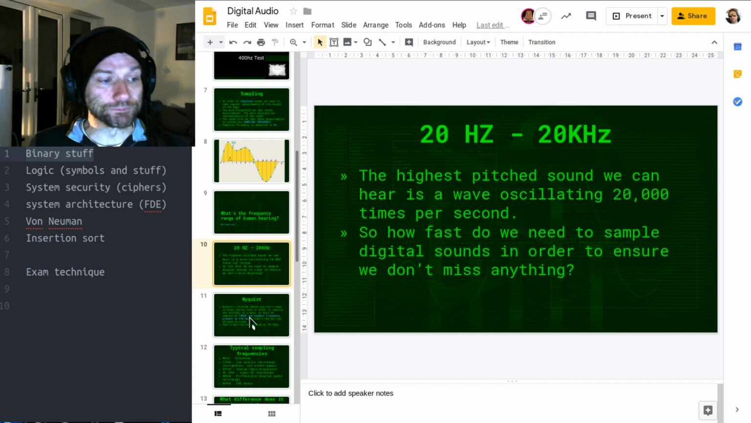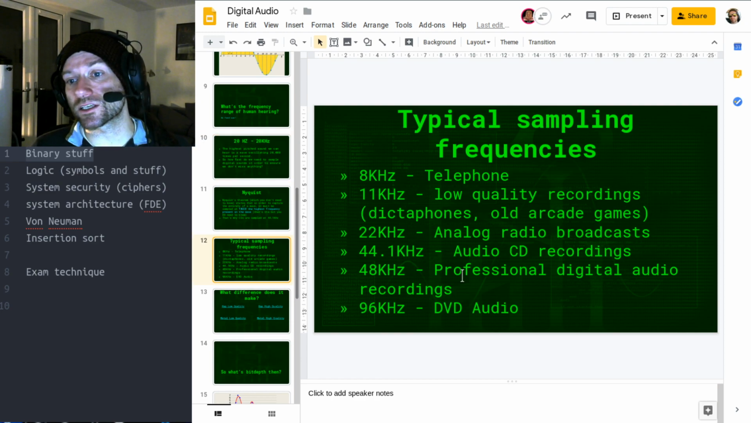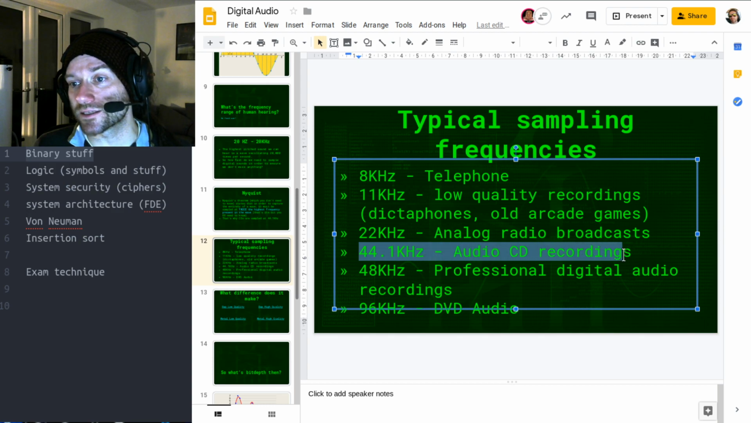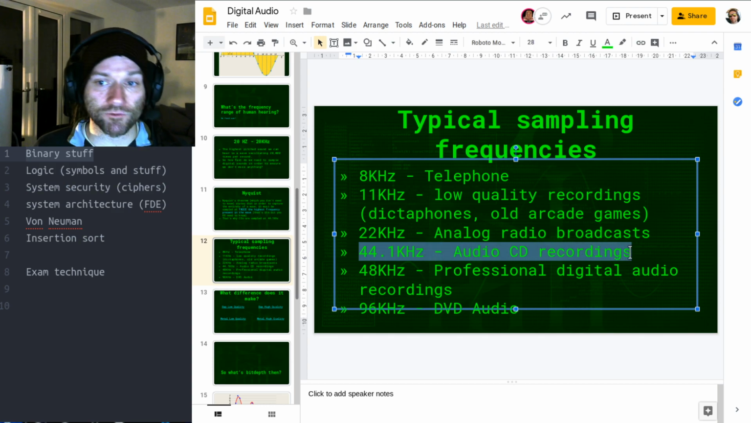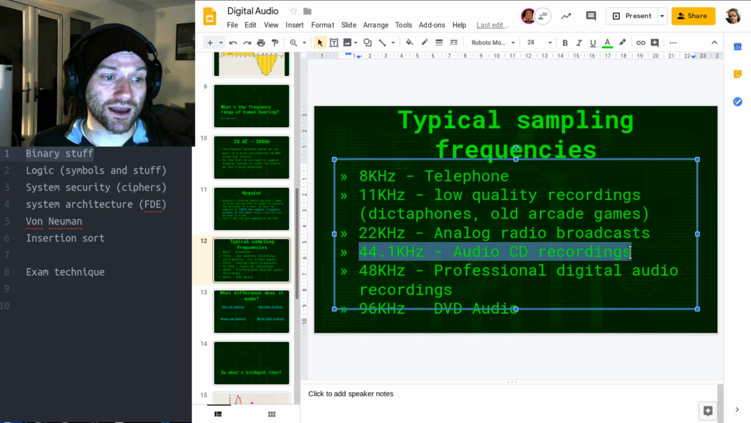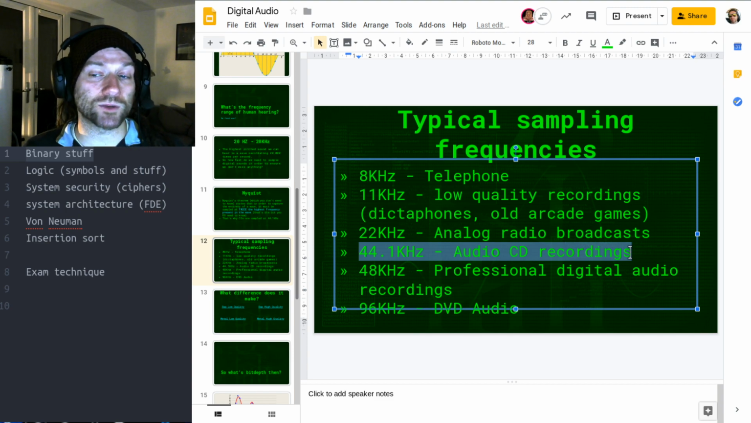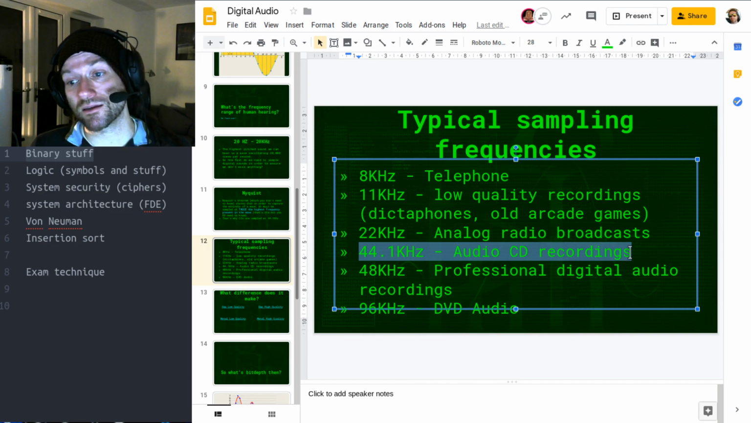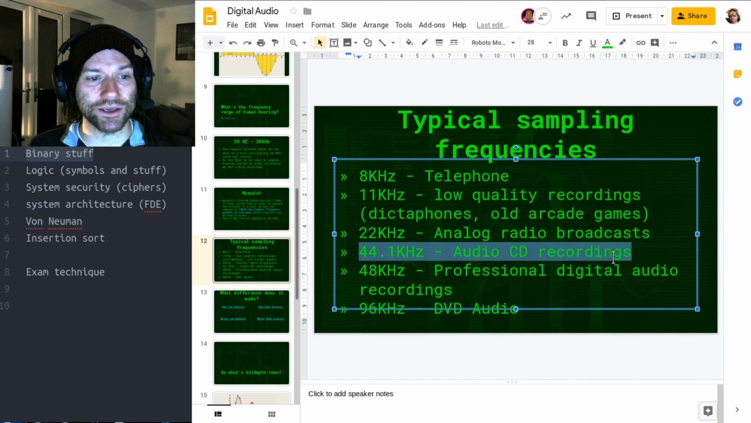Because CDs are sampled at 44.1 kilohertz, they will be able to capture frequencies of 22 kilohertz, and the highest frequency that the human ear can hear is around 20 kilohertz, which means they're pretty good in terms of the sampling frequency here. There's more to it than just that. You don't need to know that.